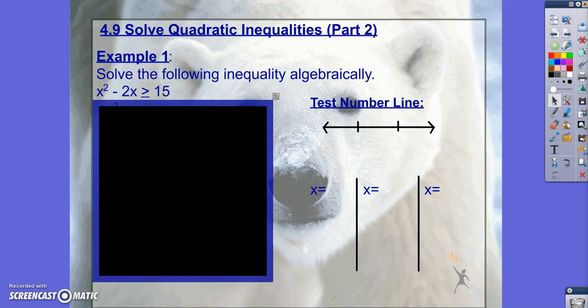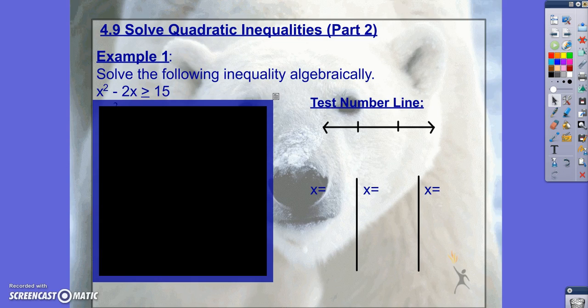So we have lesson 4.9, solve quadratic inequalities, part 2. Now you might be wondering, why is it part 2? Well, way back we did part 1 where we graphed quadratic inequalities. We're rounding out the chapter with solving quadratic inequalities as the last part. So let's take a look here. The reason why we split it up is because we just got done solving quadratics with the quadratic formula. So let's take a look at what happens when we change the equal sign to an inequality.